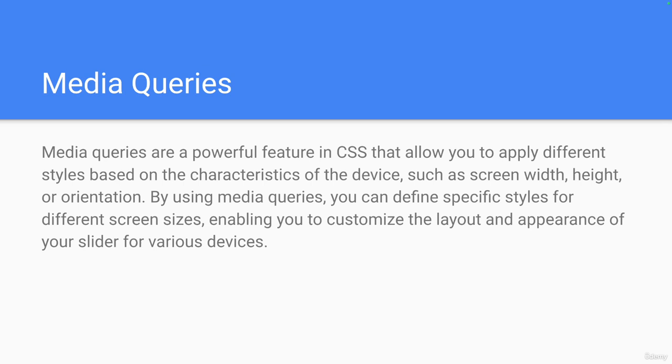Next one is media queries. Media queries are a powerful feature in CSS that allow you to apply different styles based on characteristics of the device, such as screen width, height, or orientation. By using media queries, you can define specific styles for different screen sizes, enabling you to customize the layout and appearance of your slider for various devices.